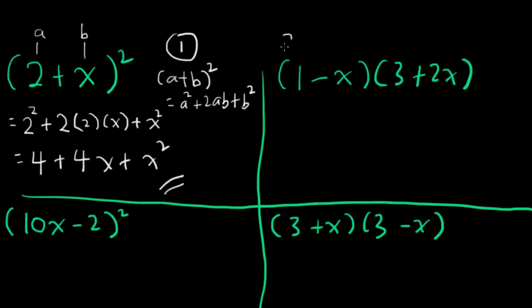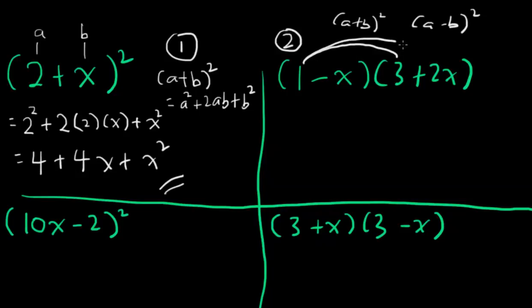Okay, so in the second example that we have, we can't exactly apply the formula because it doesn't follow any of these forms. It's not a plus b squared. It is also not a minus b squared. So in this case, we have to apply our rainbow technique, whereby 1 is multiplied by 3 first, 1 is multiplied by 2x next, and in another rainbow that we can draw is from negative x to 3 and negative x to 2x.